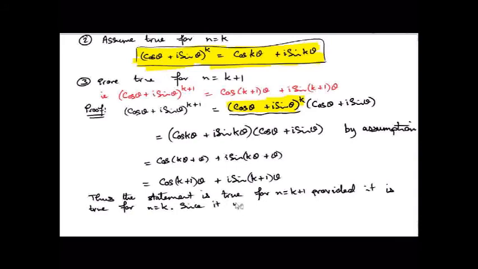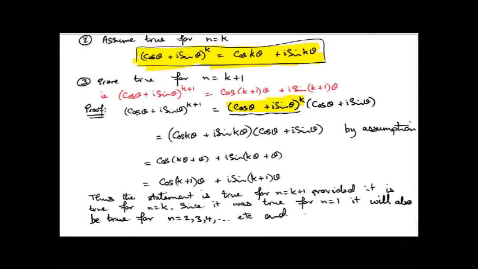Since it was true for n equals 1, it will also be true for n equals 2, 3, 4, etc., and so on, for all n an element of the natural numbers. Is that okay? So therefore de Moivre's theorem works.